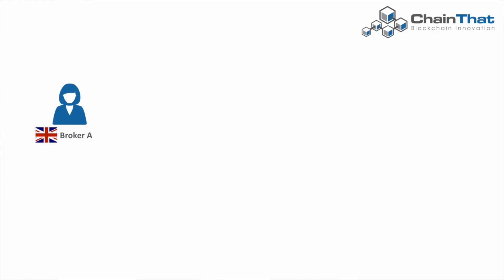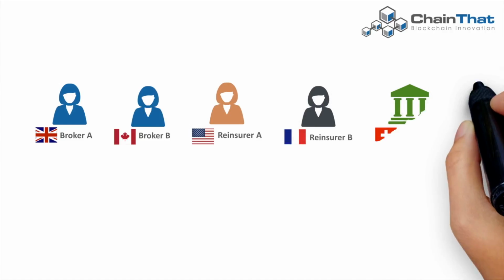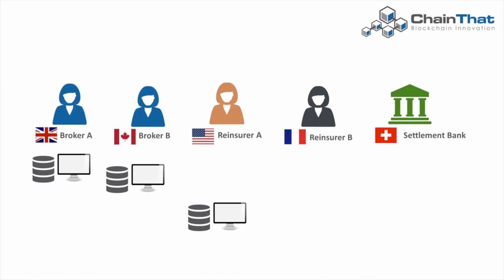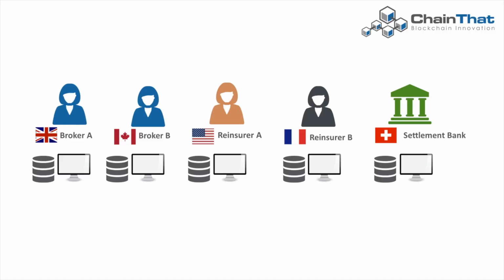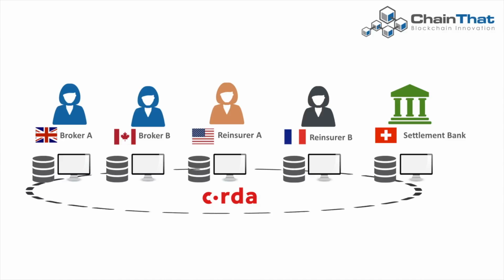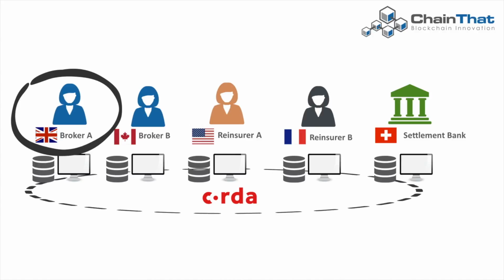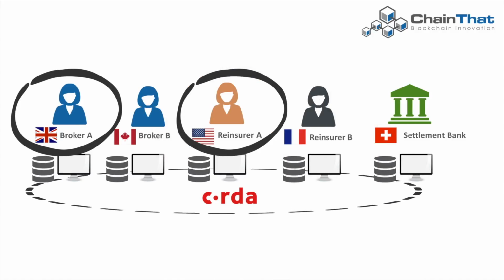For the demonstration of the solution, there are two brokers, two reinsurers, and a settlement bank. Each party has their own node. The node hosts all of the party's own data, runs the application, and provides both an API and web-based user interface. Each node is underpinned by the Corda DLT platform, which is used to provide a shared perception of truth, shared processing logic, and shared communication on a peer-to-peer basis between the transacting parties. In the demo, we will focus on transactions between broker A, reinsurer A, and the settlement bank.